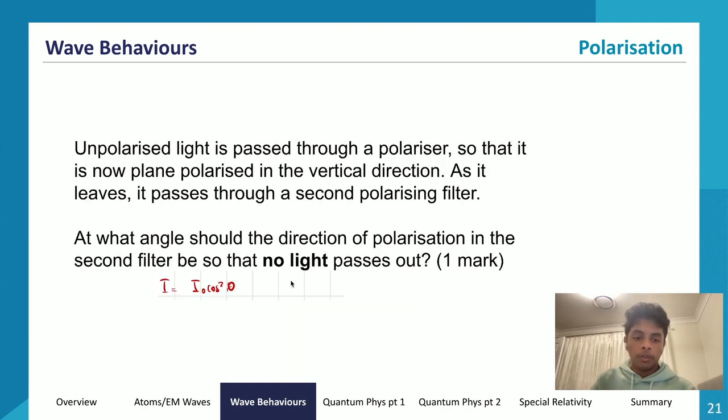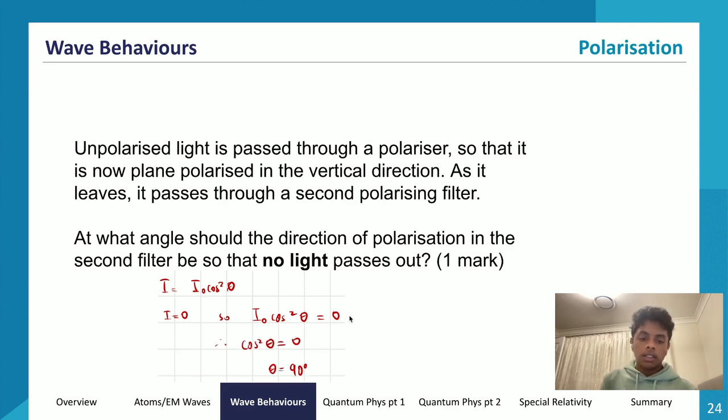So we write down our equation, I is equal to I naught cos squared theta. Then we let I is equal to 0, so I naught cos squared theta is equal to 0. Then cos squared theta is equal to 0 because I naught won't affect our answer. And so theta is equal to 90 degrees, because if we do cos 90, we get 0. So cos squared 90 is also going to be 0.